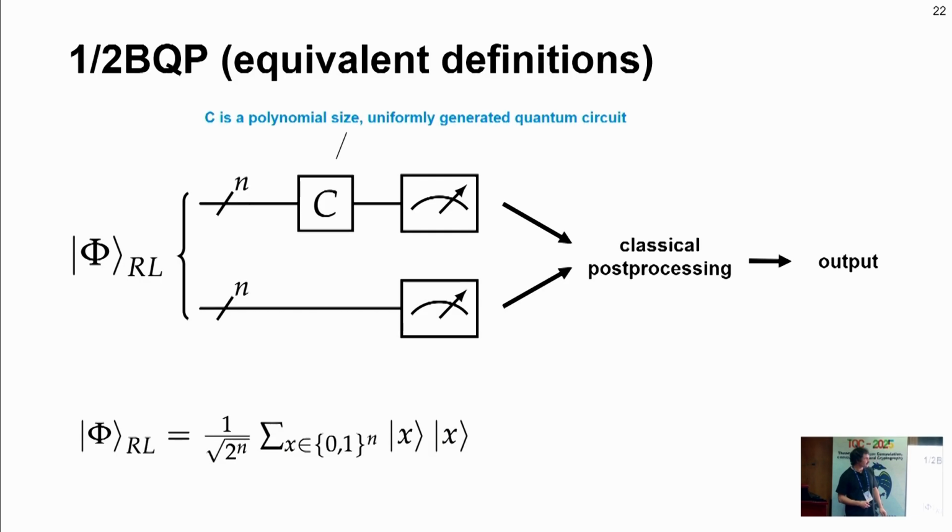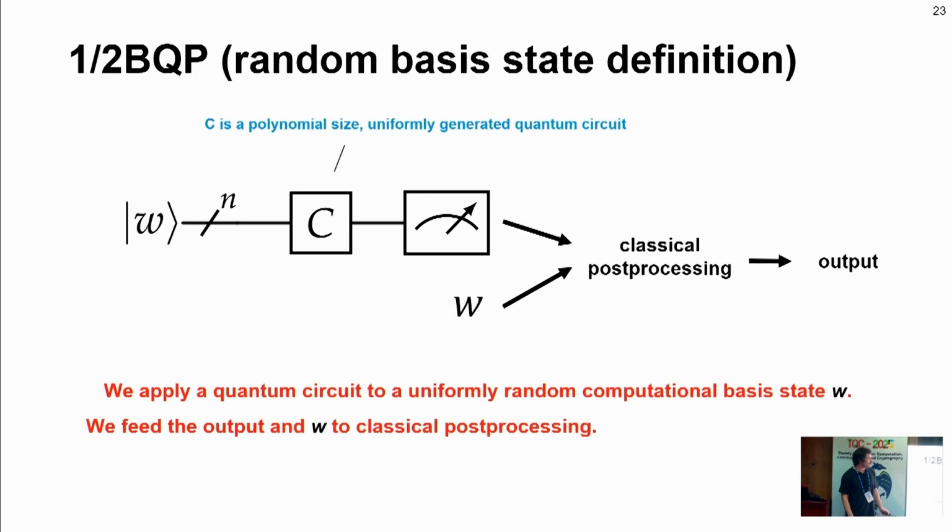To start, just to give us some intuition for what's going on here, I'm going to present three equivalent definitions of HalfBQP. The first definition we've seen as computation on one half of an EPR state. The second definition is computation over a random basis state. So consider you're given a random computational basis state W. You apply a quantum circuit that does not depend on W, and then you measure and you learn what W was. And then you feed both of these into classical post-processing.